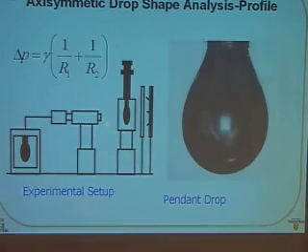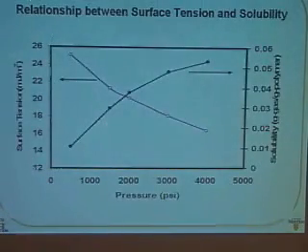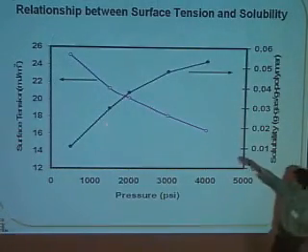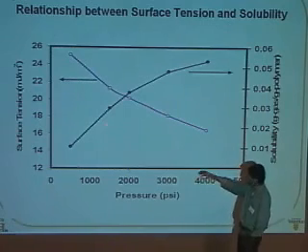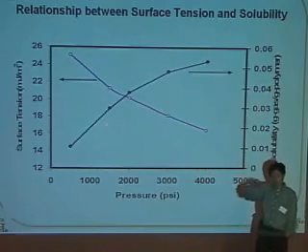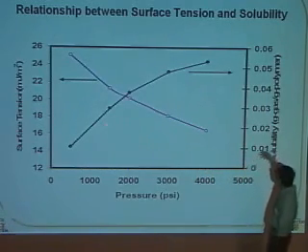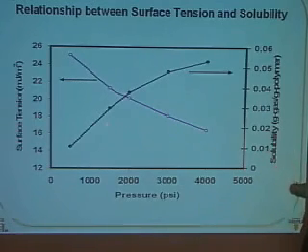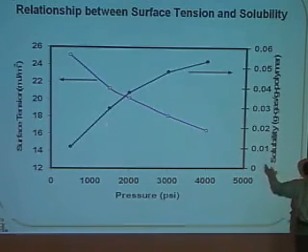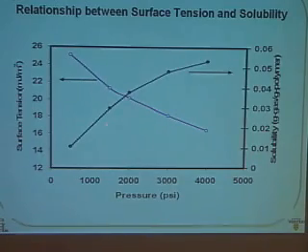So this is the first thing. This is just some quick data, and what we can generate is the surface tension as a function of the pressure which you apply. When you're breathing, you're changing the pressure. And here is the solubility, the diffusion of carbon dioxide into the aqueous solution. So this is the first technique.